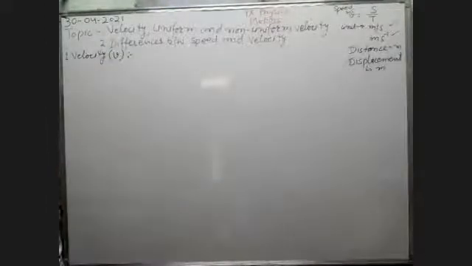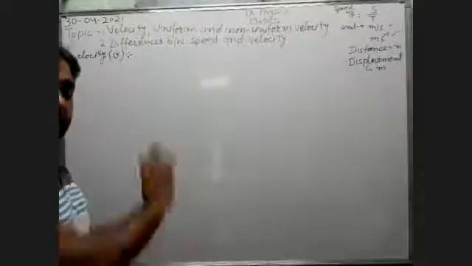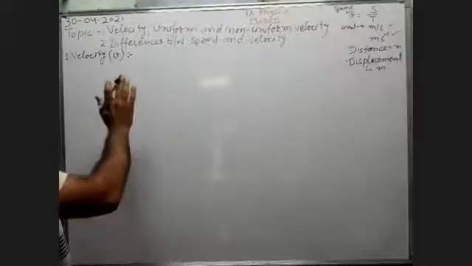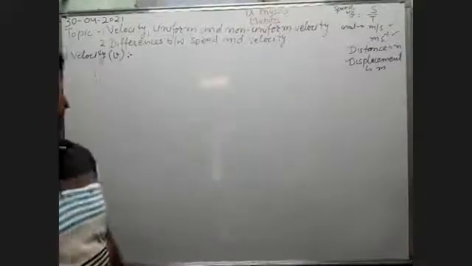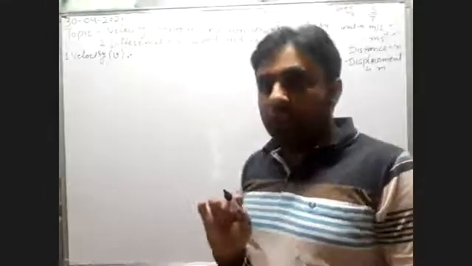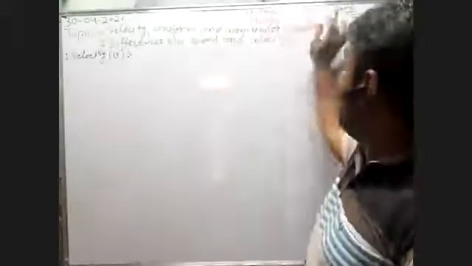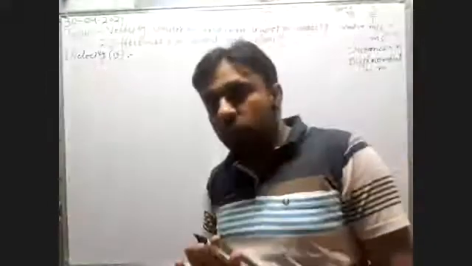So what is velocity? What can we say about velocity? Velocity is nothing but a speed. It is also a speed, but with a particular direction. If we mention the direction as well as speed, that term is known as velocity. So velocity is a speed with a particular direction.